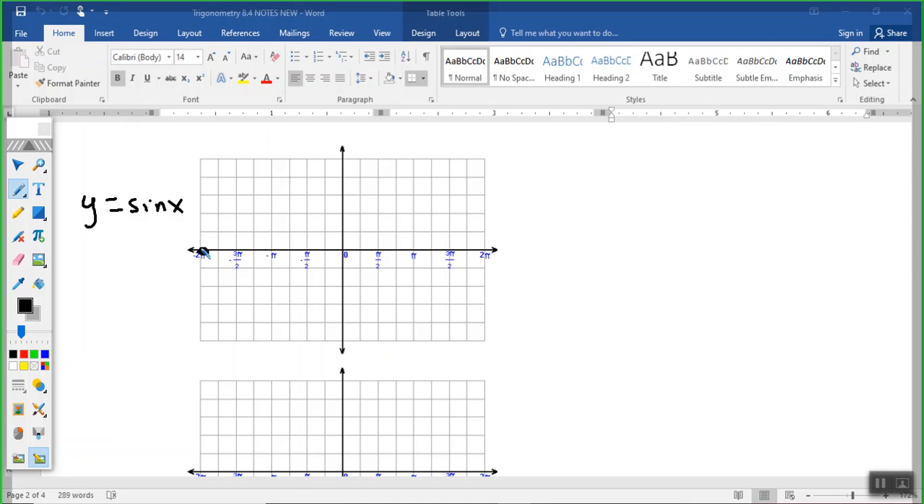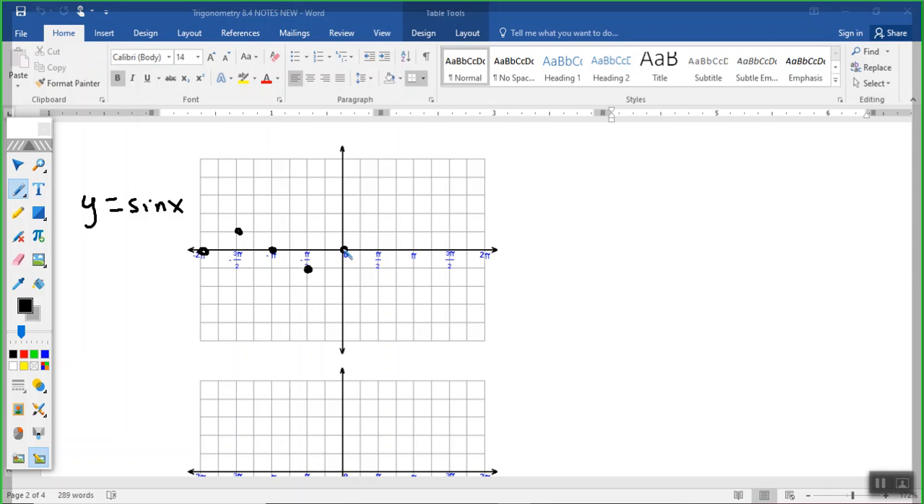Yeah. What's up there in that table? When I get to negative 3 pi over 2, what's the sine value? Is it negative 1 or positive 1? Positive 1? Okay, and then at negative pi? And then at negative pi over 2 should be negative 1. Is that correct? 0 back to what?